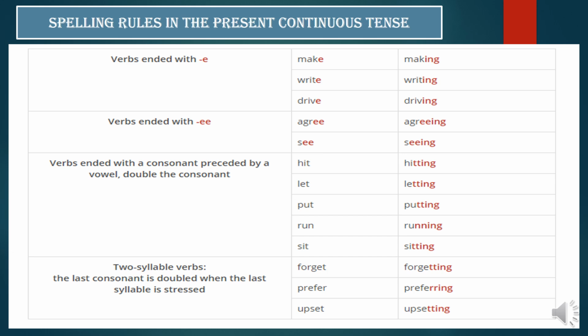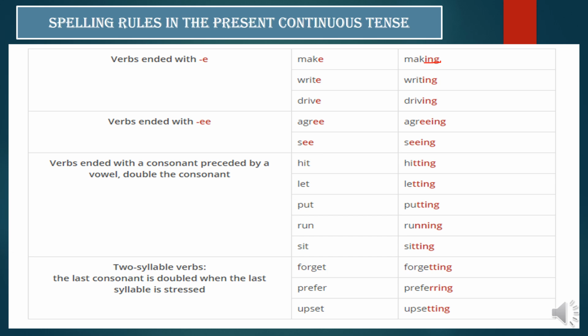Now let's briefly talk about the spelling rules in the present continuous tense or in the present progressive. Continuous is the progressive tense. First of all, we are going to talk about verbs that end with E, such as make, write, and drive. In this kind of words that end with E, we have to cross the E and add ing, same as we did here in the example. As you can see, we crossed the E and directly added ing. So make, making, write, writing, and drive, driving.